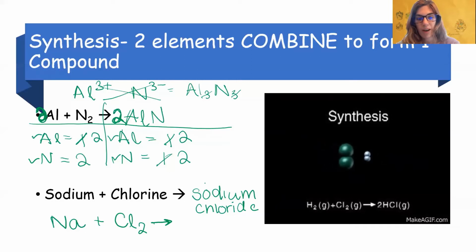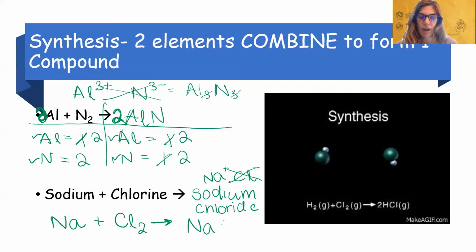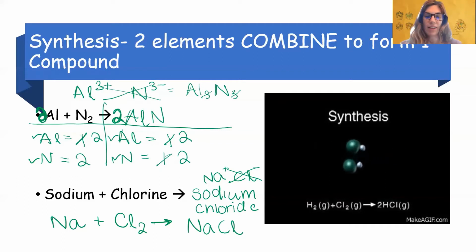When you form your compound for sodium chloride, once again, you need to do your cross and drop. Do not just combine them. You actually need to do the cross and drop every time. So plus, minus, and you end up with NaCl. Once I've done that, then I can go back in and balance it. So I'm going to put a 2 here and a 2 here, and now it's balanced.